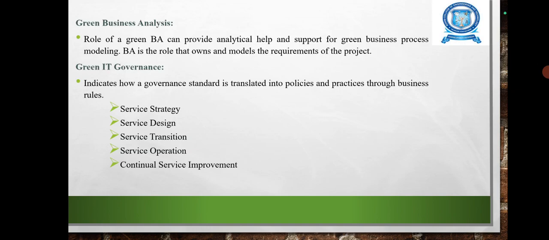Next one is service design. It also provides guidance on the design of new or modified IT services through their catalog. Next one is service transition. Here is the transition of a service to the operational area of the business with environmental considerations built into it. Next one is service operation. When the service has become operational, it can be called a green service. Then the next one is continual service improvement. It provides guidance on the things that need to be controlled and measured for improving service quality.